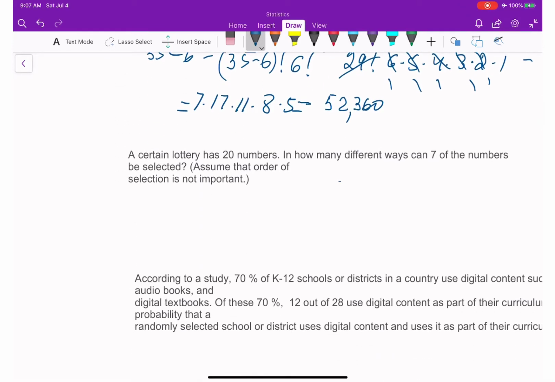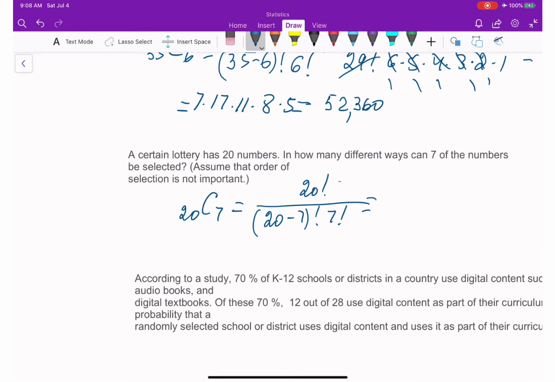A certain lottery has 20 numbers. In how many different ways can 7 of the numbers be selected? Since it's a lottery, order is not important at all. So it's going to be a combination, 7 out of 20, and we get 20 factorial over 20 minus 7 factorial times 7 factorial.